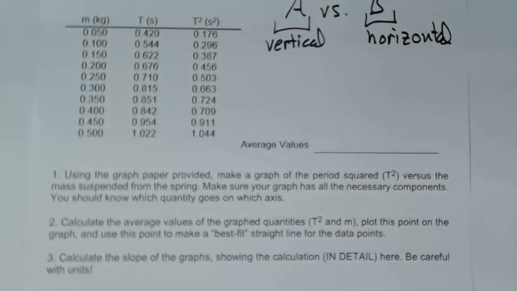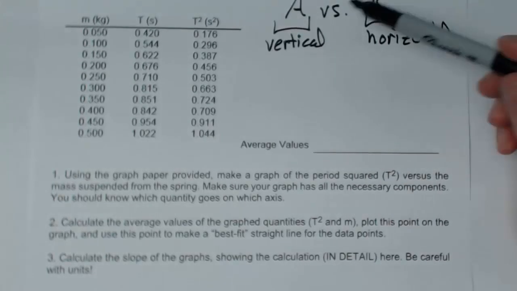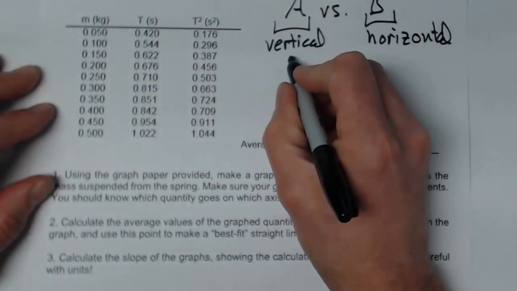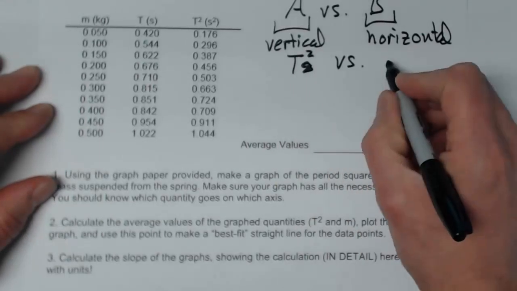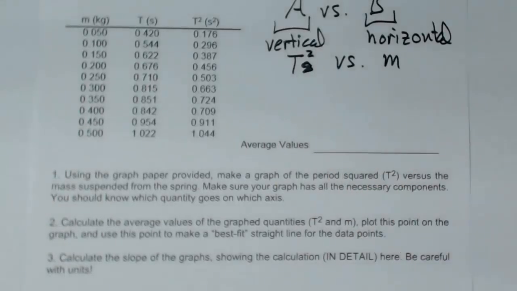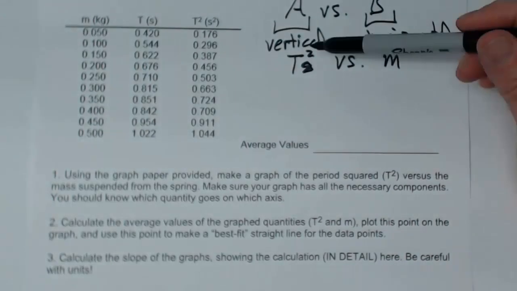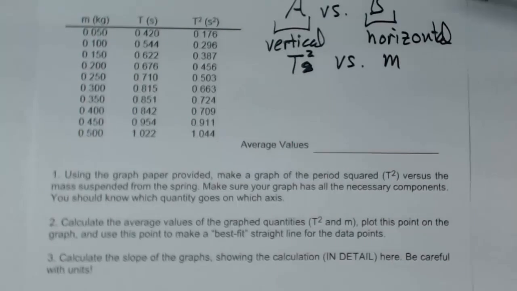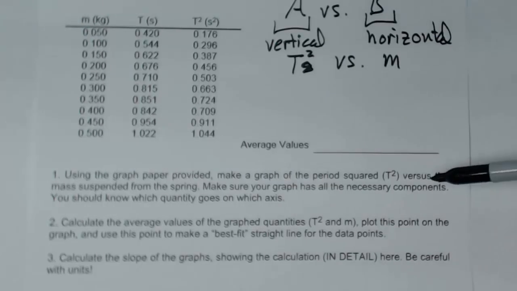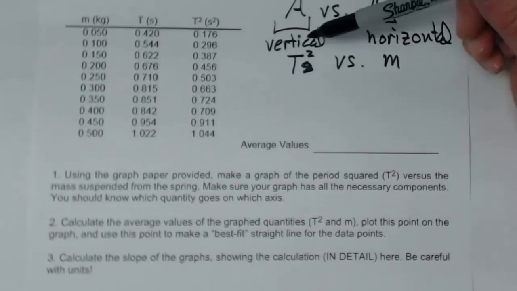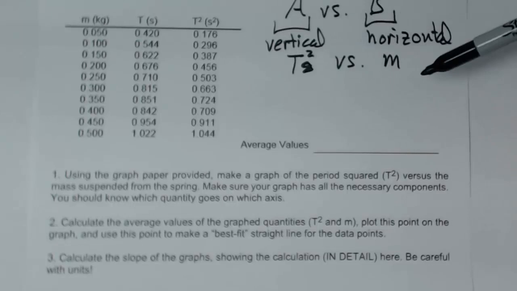Notice I didn't say y and x here. I just said a and b, and we're going to be talking about T squared versus m, not y and x. In science classes, you never graph y and x. You have vertical axes and you have horizontal axes. In this case, we're going to be graphing T squared versus m. Make sure your graph has all the necessary components. I'll mention what those are in a moment. You should know which quantity goes on which axis. Well, T squared goes on the vertical axis, m goes on the horizontal.